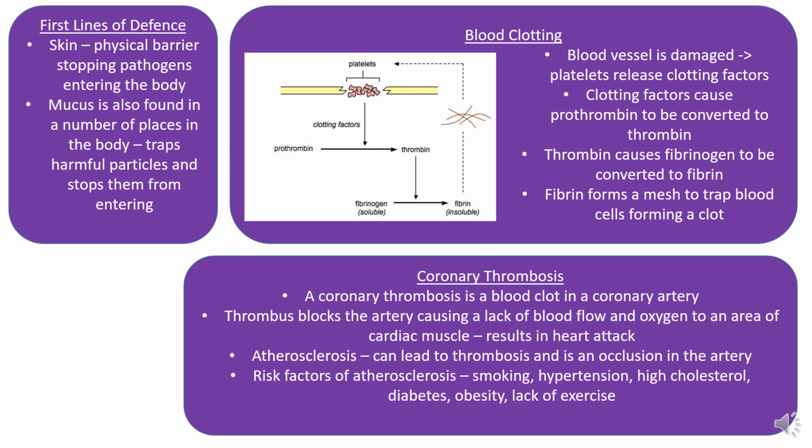And then finally, for this slide, we've got some stuff about coronary thrombosis. Coronary thrombosis is a blood clot in a coronary artery. A thrombosis is a blood clot at any point, whereas coronary thrombosis is specifically in the coronary arteries of the heart. The blood clot, the thrombus, blocks the artery, which means that there's a lack of blood flow to an area of the heart. If there's a lack of blood flow, there's a lack of oxygen getting to that area of cardiac muscle, and this results in a heart attack.